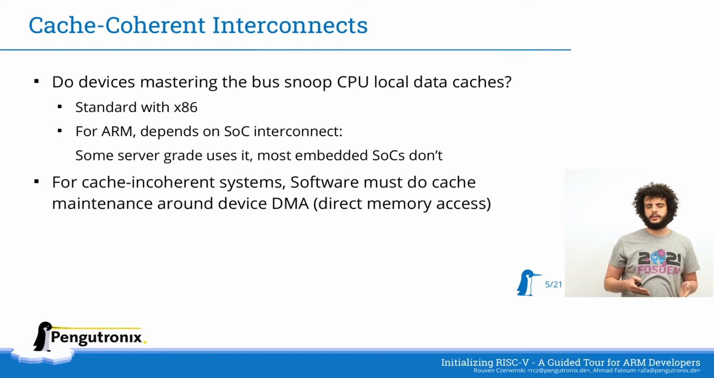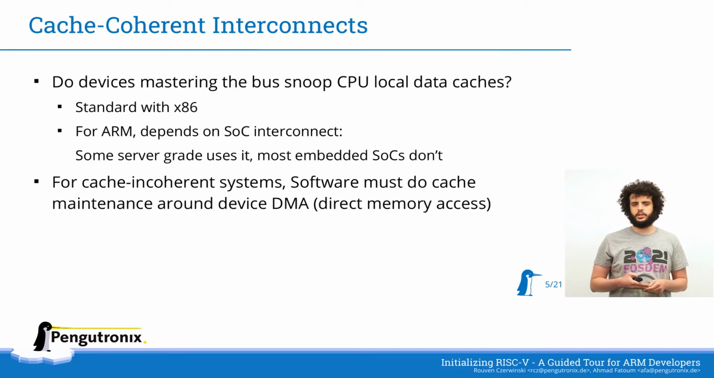So the CPU accesses system memory and it goes through the caches, but now you have devices that don't go through the caches. So what are these devices supposed to do so they are aware of modifications done in the CPU local data caches? On x86, what happens is that the devices are aware of the CPU caches. So you have a Cache-Coherent Interconnect. A PCI network controller can access memory normally, and it will be aware of changes done to the CPU data caches. But on ARM, this depends on the SoC interconnect.